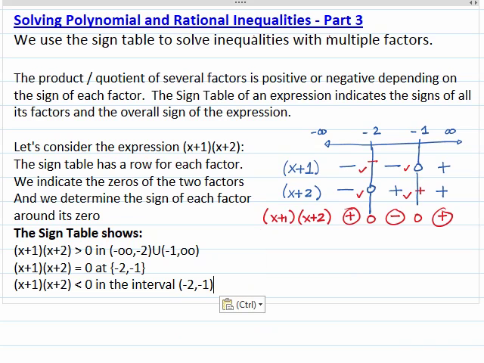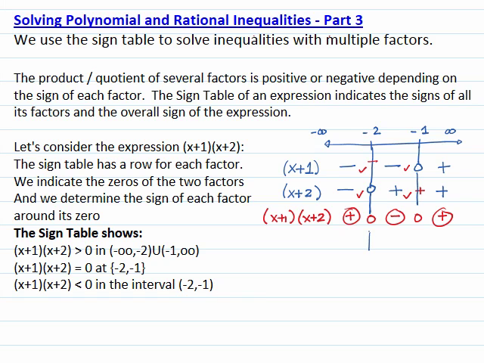The sign table shows that the product of the two factors, which is our expression x plus 1 times x plus 2, is positive in the interval from negative infinity to negative 2 union negative 1 to infinity, is equal to 0 when x is negative 2 and negative 1, and it is negative in the interval between negative 2 and negative 1.